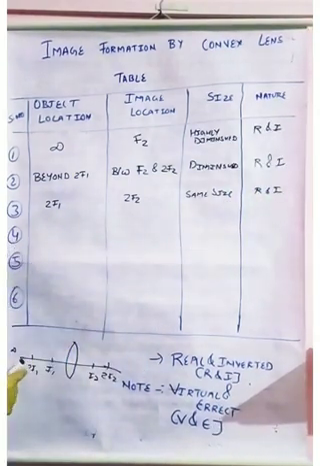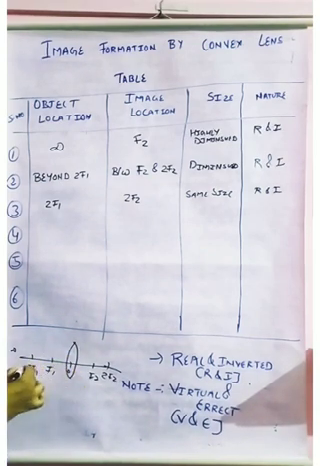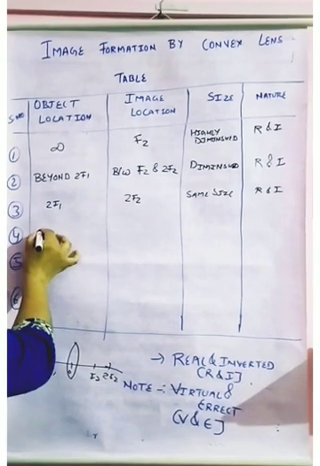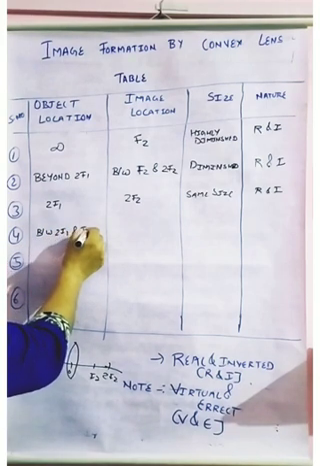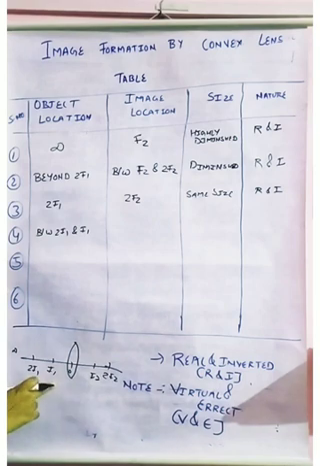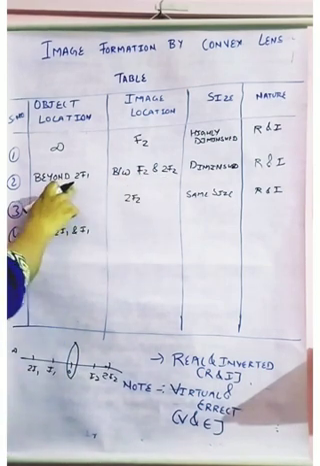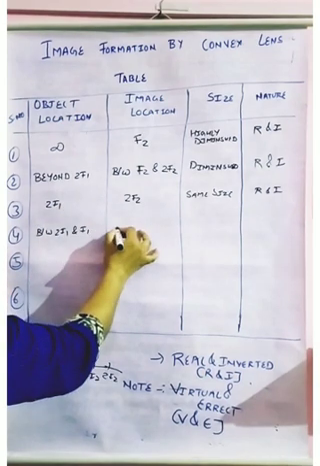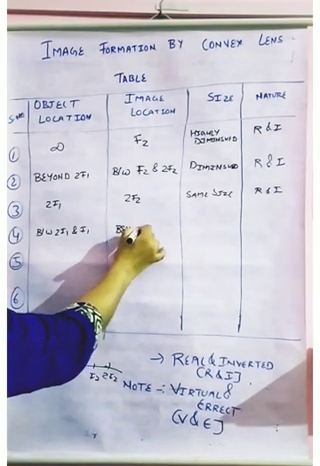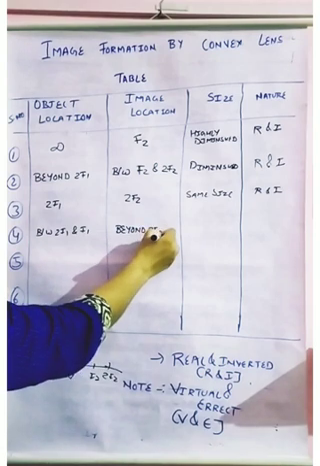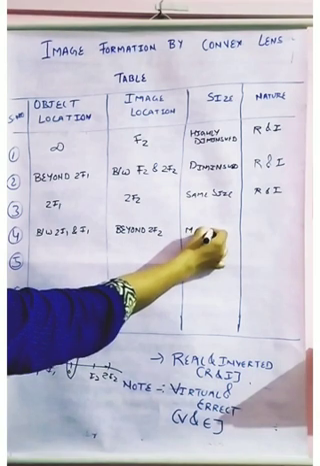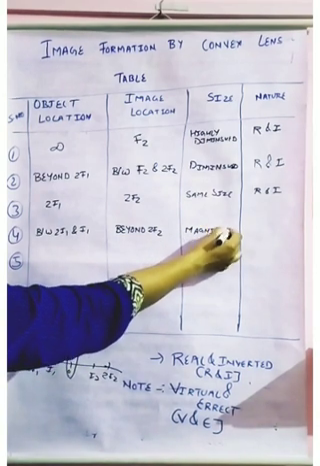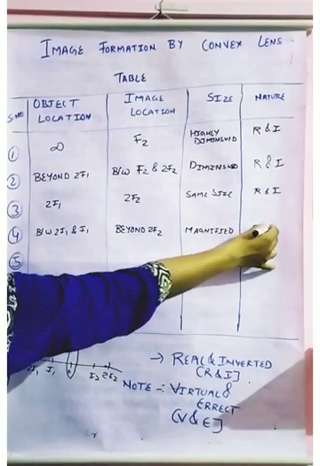Fourth case, I have to cross this and go closer to the lens. So what will I find? I will keep my object between 2f1 and f1. If you see, when the object was beyond 2f1, the image formed between f2 and 2f2, so here the image will form beyond 2f2. And the size will be magnified. Nature will be real and inverted.